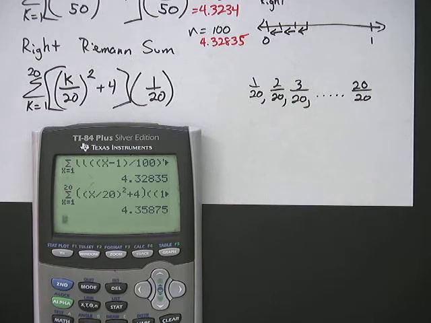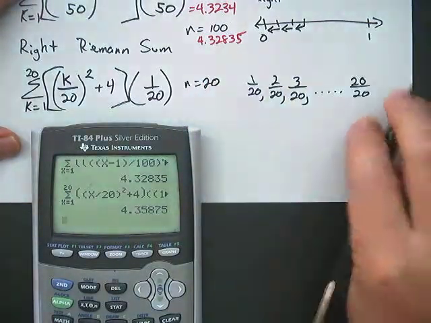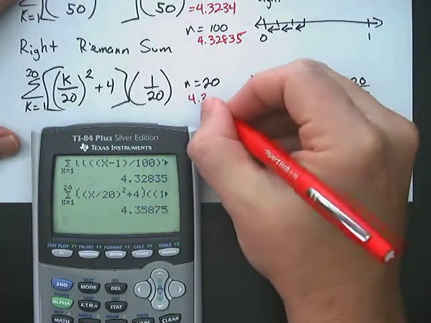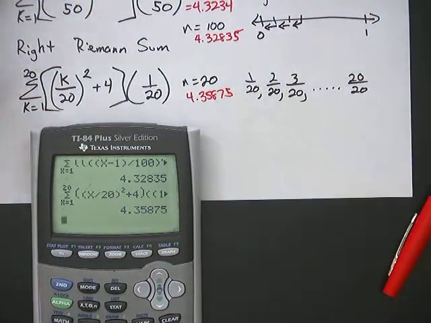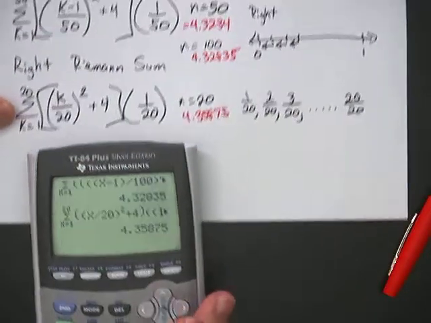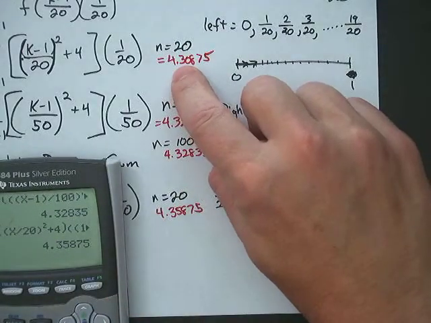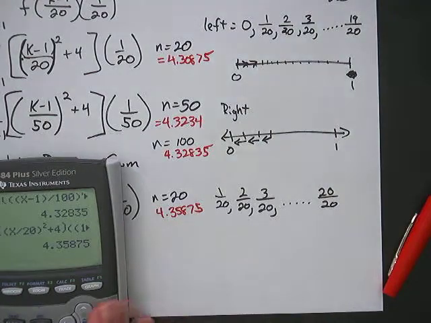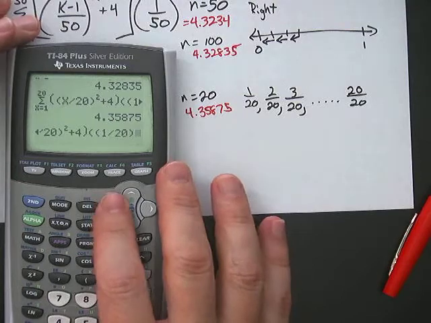Okay, so for a right Riemann sum with n equals 20, we get 4.35875. Okay, so not exactly what we got when we did the left Riemann sum, but close. You can see the difference, 4.30875, 4.35875.